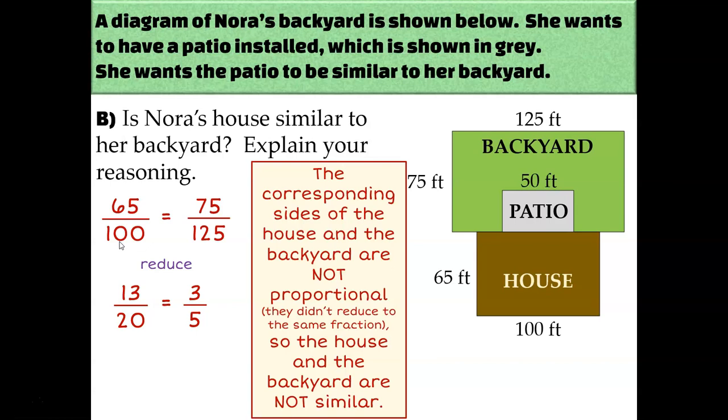I actually almost like doing it better that way, of seeing the 0.65 and the 0.6, because it shows me a little bit better that 13/20ths and 3/5ths, although they look very different from each other, if you simplify them to decimals, 0.65 and 0.6 are actually pretty close to each other. So the backyard and the house aren't similar, but they're not too far off.